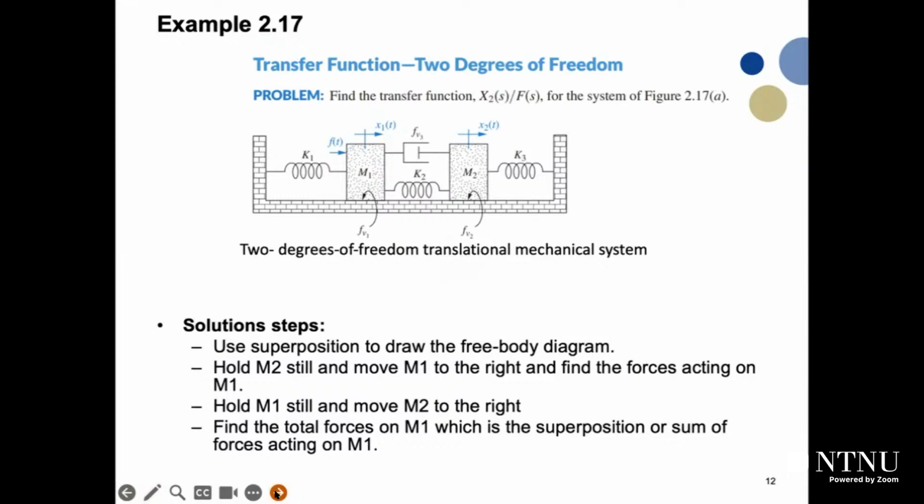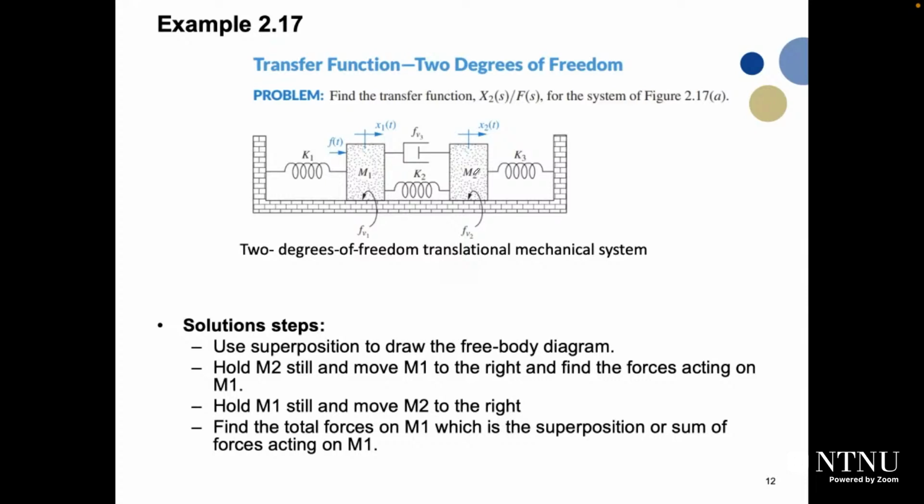Okay, so we will go to the second example. We have a more complex translational system, with 2 degrees of freedom. 2 degrees of freedom means I can move M1 and keep M2 standstill, or I can move M2 and keep M1 standstill. But in the previous system, it has only 1 degree of freedom because we have only one object. We can just move it or leave it, right? But in our system here, I can move M1 alone, I can move M2 alone, or I can move both M1 and M2 at the same time. So now we need to find a differential equation which describes this system.